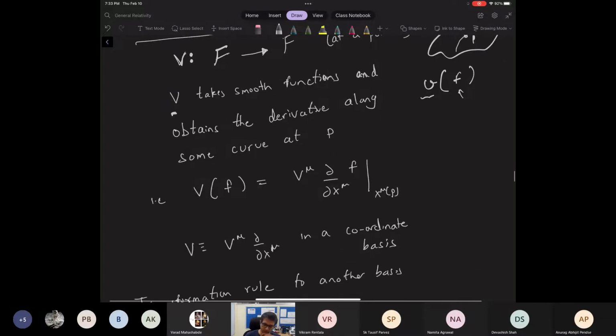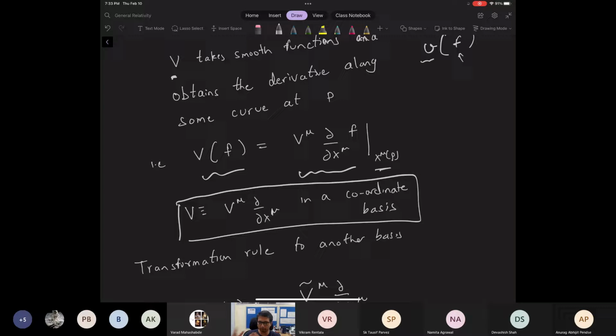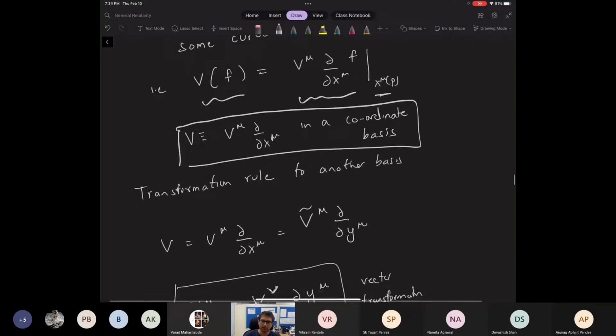In coordinates, we saw that V of f is V mu partial x mu acting on f, at some particular point P, or you can think of it as the coordinates of that point P. So in a particular coordinate basis, we can write V like this. We define the operation itself as being a vector, and it satisfies all the axioms needed for a vector space.